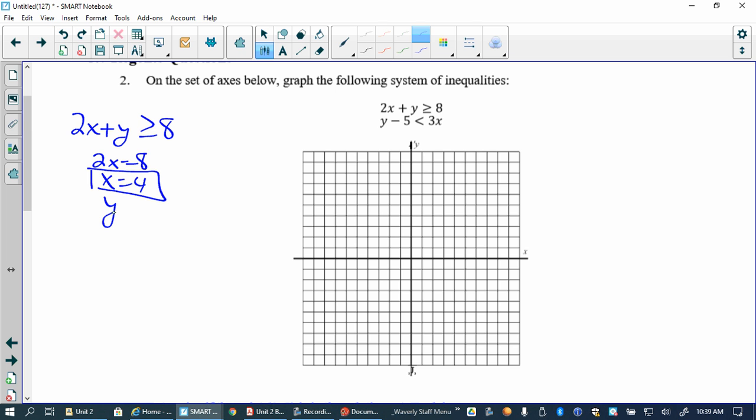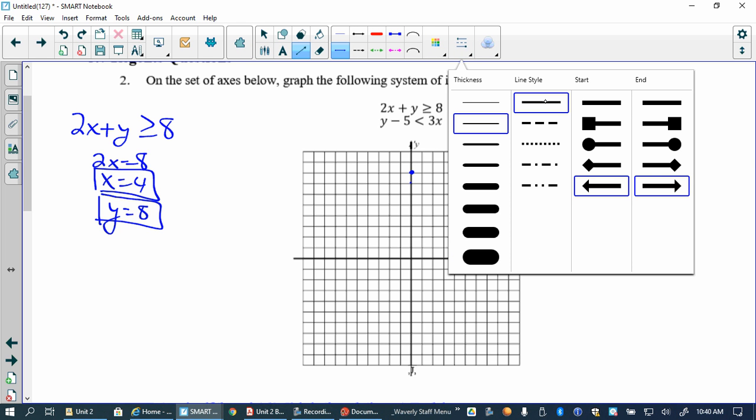Over here to 1, 2, 3, 4. 1, 2, 3, 4, 5, 6, 7, 8. And that'll be a solid line. Here. I'm not going to shade yet.